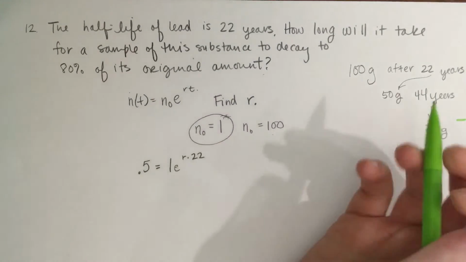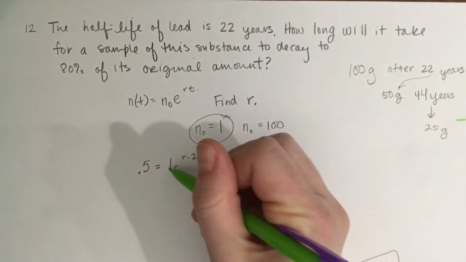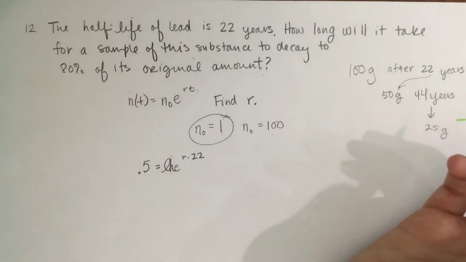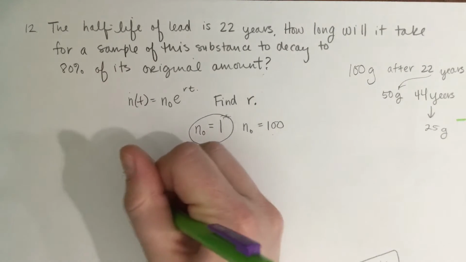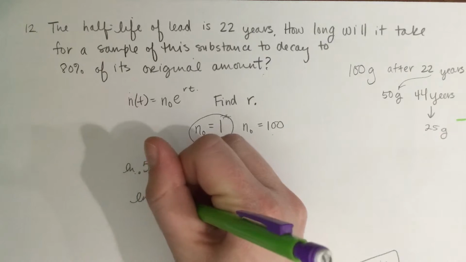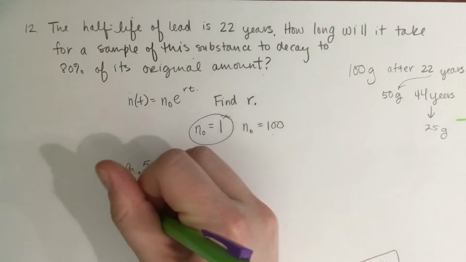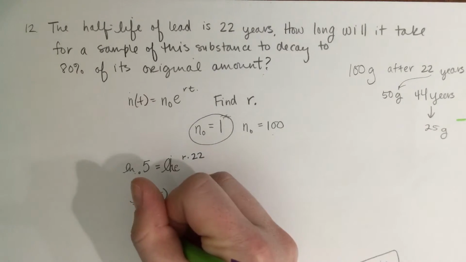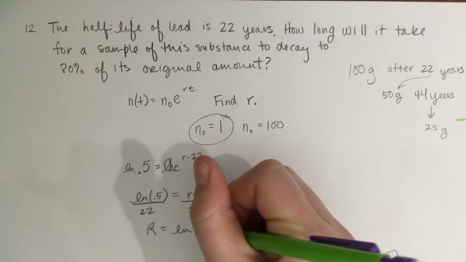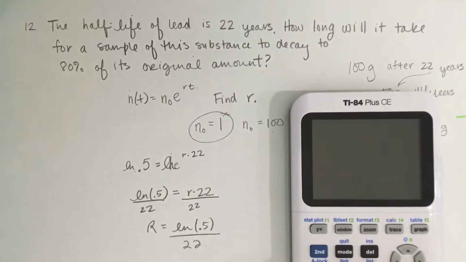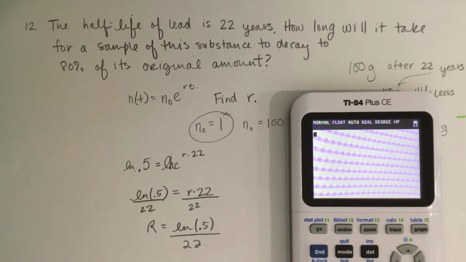Now, what you're going to do from here is we're going to go ahead and just solve for r. Now, I know 1 times this, so I don't really have to pay attention to it. So when I go ahead and I take the natural log of that, I end up with the natural log of 0.5 equals r times 22. So now I know that my rate is the natural log of 0.5 over 22. So you better believe that I'm going to plug that into my calculator, and I have natural log of 0.5 divided by 22, and that is my rate.